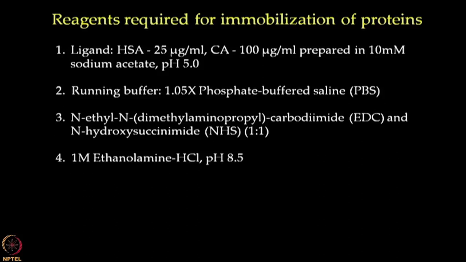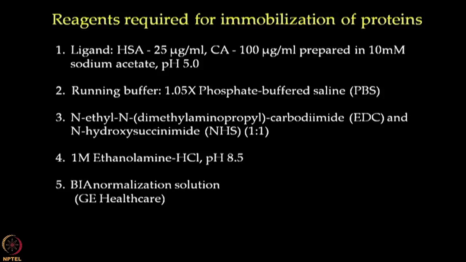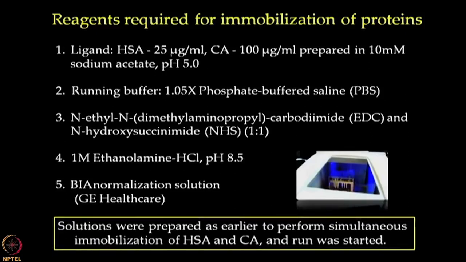1 molar ethanolamine HCl pH 8.5 is prepared for blocking the free ester groups on the surface. Lastly, we would require BIA normalization solution to normalize the resonance signal in all flow channels to compensate for small differences between individual sensor chips. After preparation of these samples and reagents, we transfer the sample tubes to the appropriate rack and start the run as shown for beta 2 microglobulin immobilization in earlier lectures. We will hence move forward to discuss the immobilization results obtained from this run.